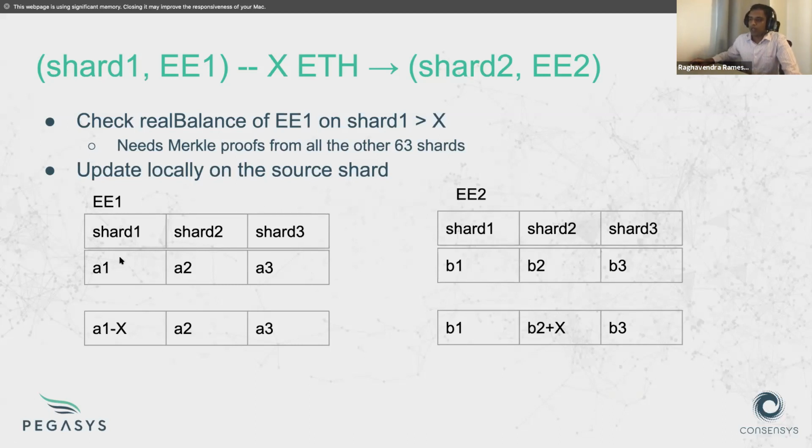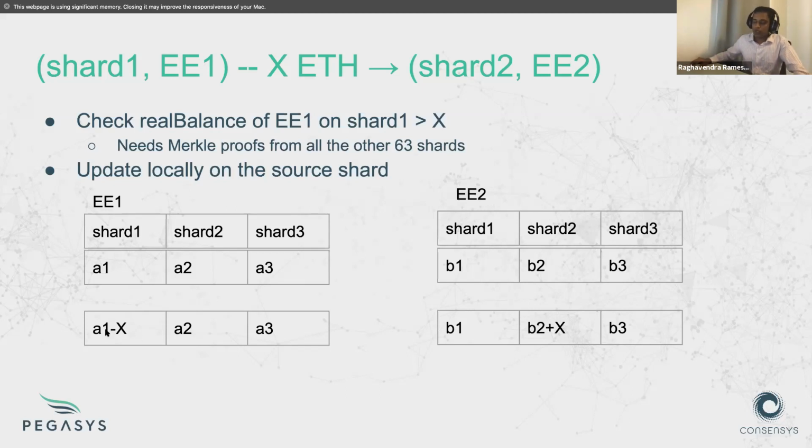So for E1, let's suppose that the state on shard 1 has A1, A2, A3 entries. Then we will deduct X from A1 for this entry. And for E2, we will just credit that X to shard 2. Again, because the ETH balance is not stored in one place, but is distributed across shards, we don't have to do anything on the recipient shard. The transaction is done. Everything has happened locally at the sender shard.